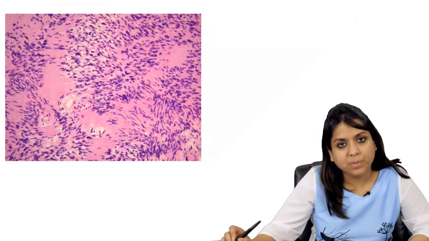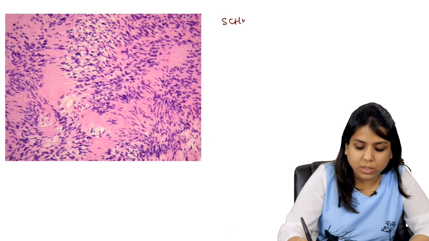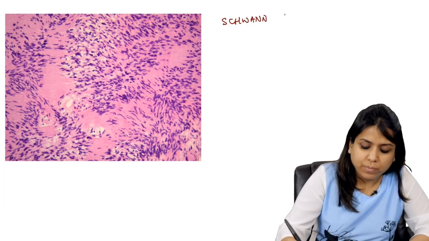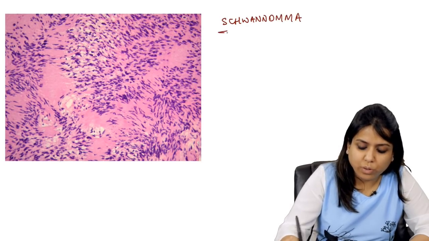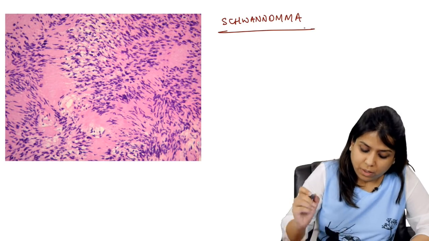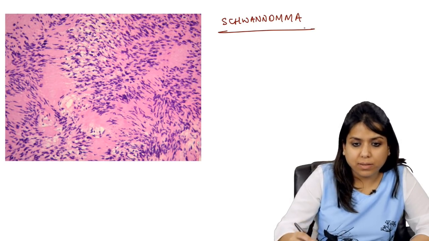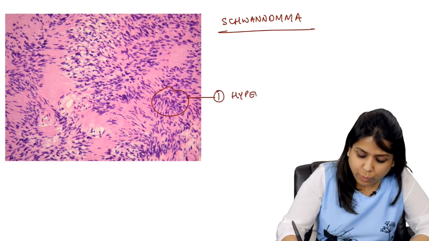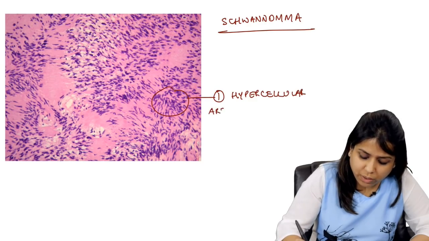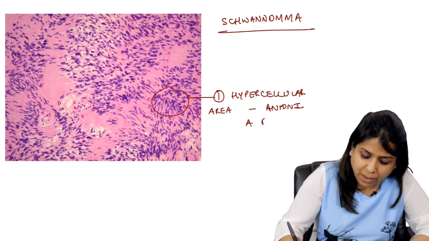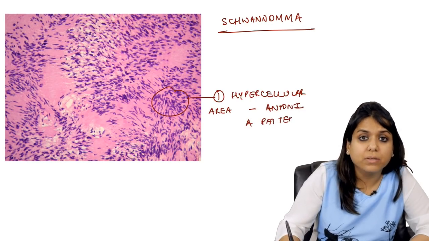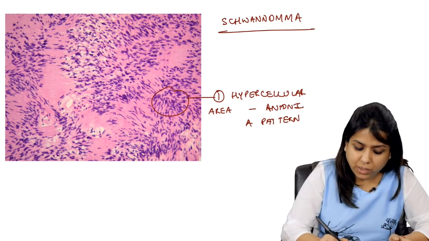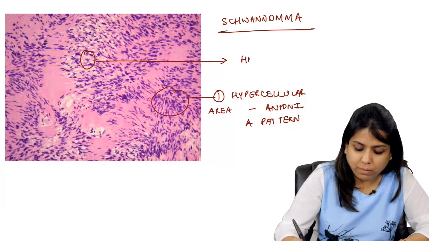This image has been asked in the AIIMS exam previously, students. Extremely important. The biopsy of a schwannoma. So a schwannoma shows three areas, students. The hypercellular area. Can you appreciate there are a large number of cells here? So the hypercellular area is called Antoni A pattern. Antoni A. This area is a little hypocellular.